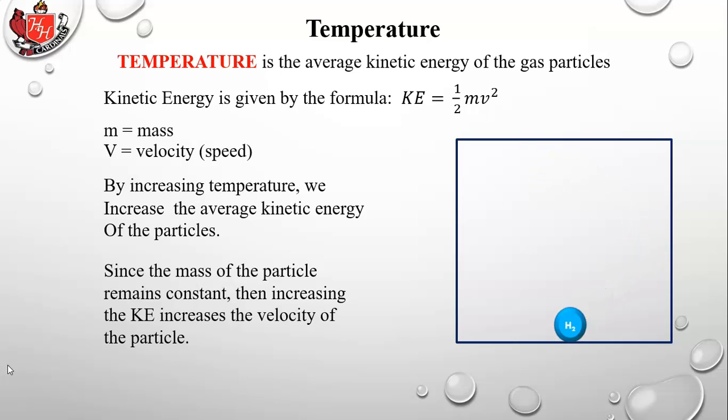So let's follow the reasoning again. Temperature increases, kinetic energy increases, velocity increases. Therefore, an increase in temperature is going to increase the velocity or speed of the molecule. So the way to think of temperature is that increasing temperature increases the speed of the molecules. That's the thing to remember.